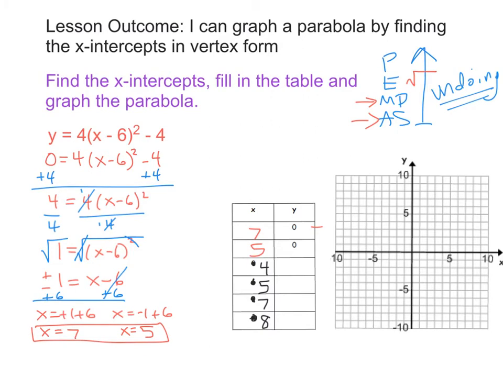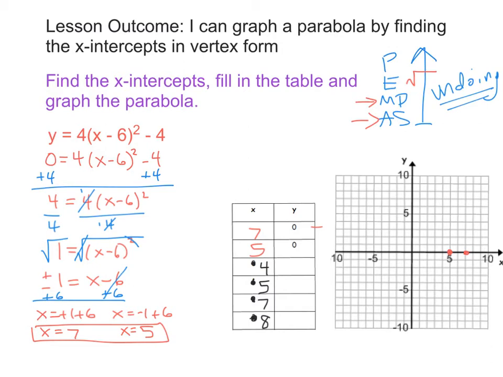Okay, now we're going to go ahead and plot those two x-intercepts at 7, which is right here, and 5, which is right here. It's going to be a pretty narrow parabola here. All right, now remember that in order to graph this, we need some additional points.